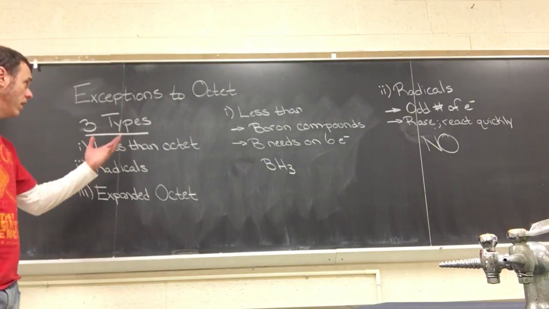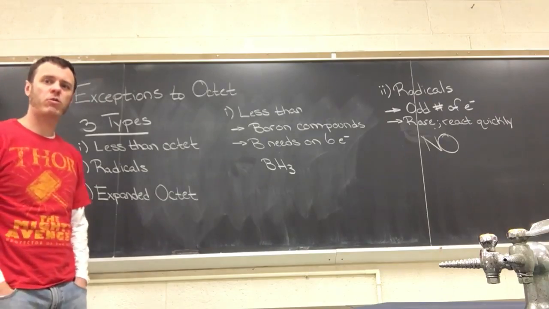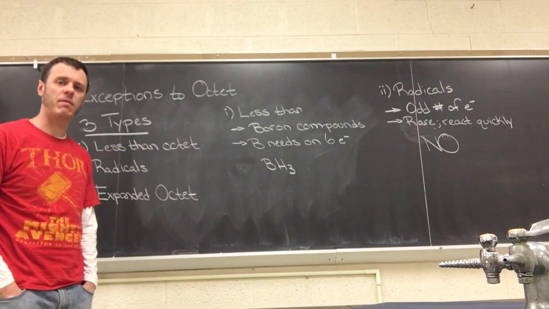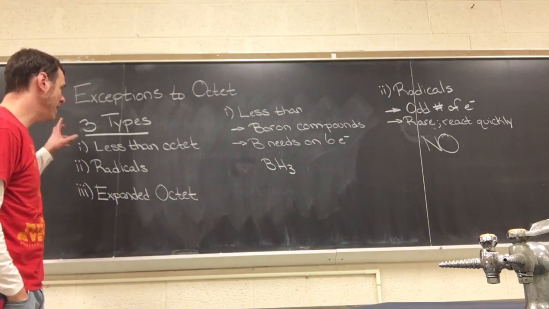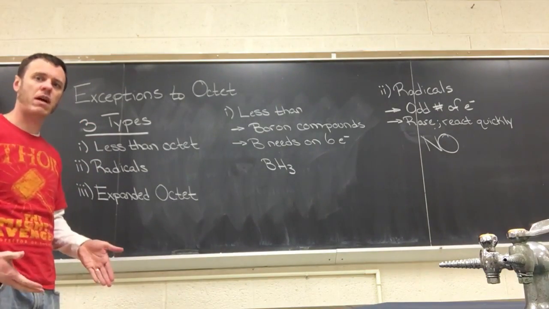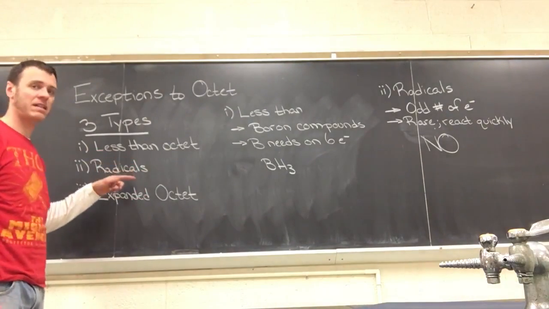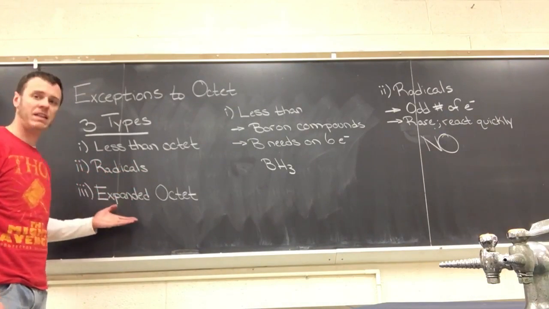And welcome back. Today we're going to be talking about the exceptions to the octet rule. This is more drawing, which I'm sure you guys are going to be really excited about. There are three types of compounds that will have less than 8 electrons around one of the atoms. We classify these three types as less than an octet, free radicals, and the expanded octet.